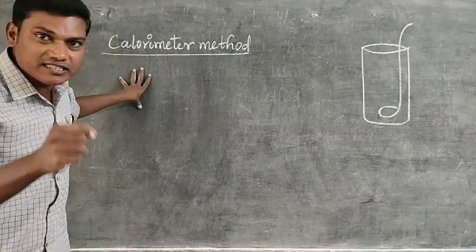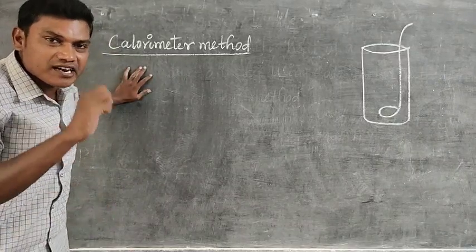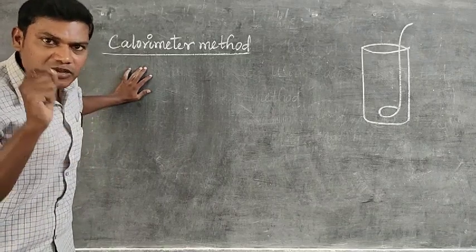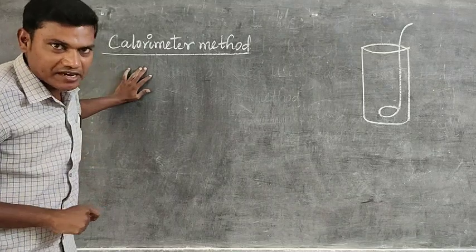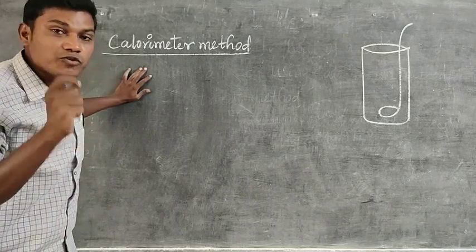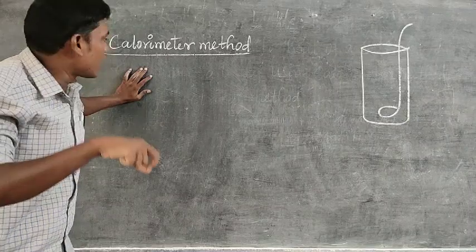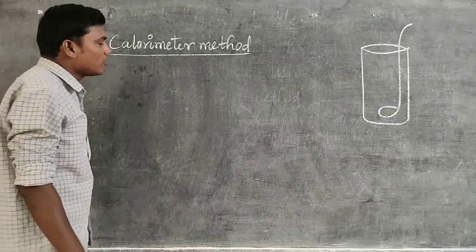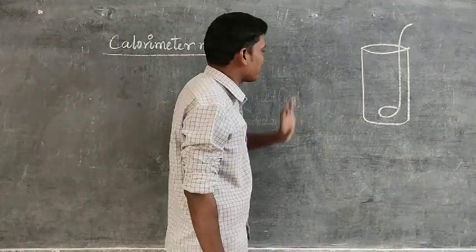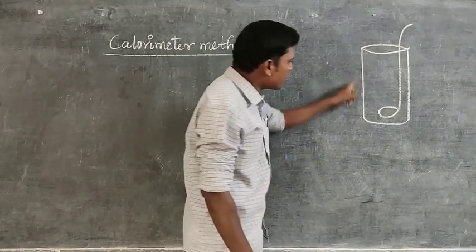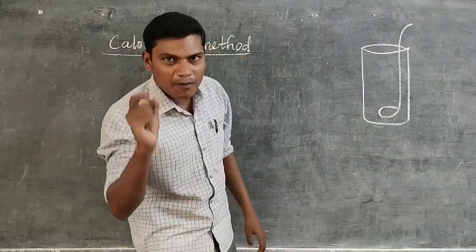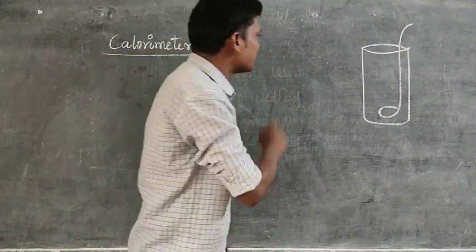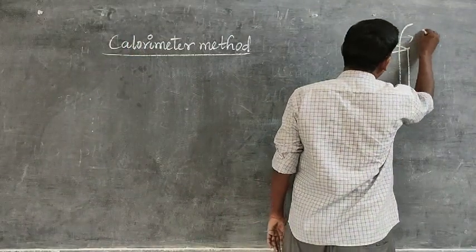That's why in this video I try to explain clearly how we can find the specific heat of a given solid by using the calorimetry method, or calorimeter method. So this is a rough diagram of a calorimeter. I already said that a calorimeter is made up of either copper or aluminum, because they are good conductors of heat, and it has a stirrer.